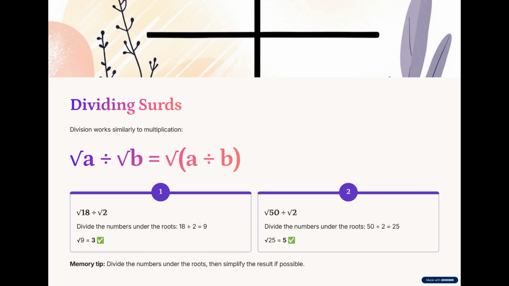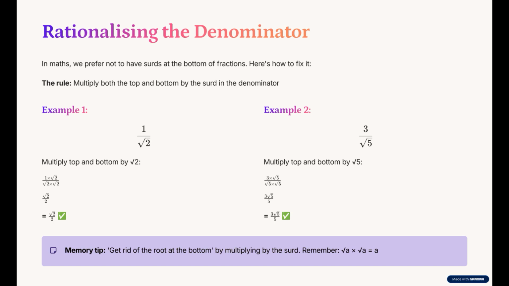Treat division like normal numbers, but always keep it under the root until you can simplify. Check for perfect squares at the end to make sure the surd is fully simplified. Rationalizing the denominator. One more important step in surds is rationalizing the denominator. We don't like having surds at the bottom of fractions.